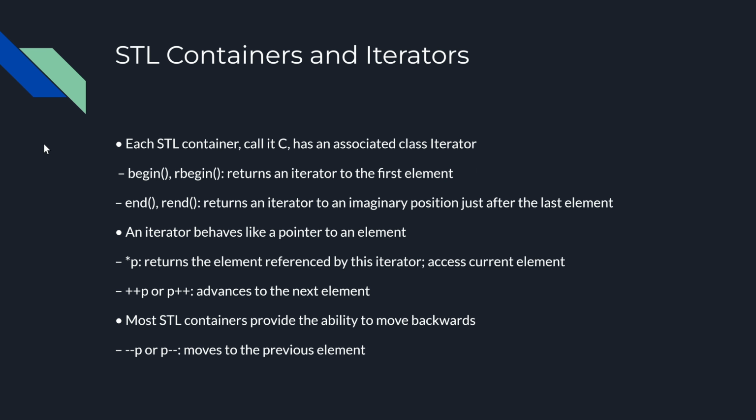STL containers and iterators. Each STL container C has an associated iterator. Begin, rbegin returns an iterator to the first element. End, rend returns an iterator to an imaginary element just after the last element. An iterator behaves like a pointer to an element. *P returns the element referenced by this iterator. Access the current element; ++P or P++ advances to the next element.